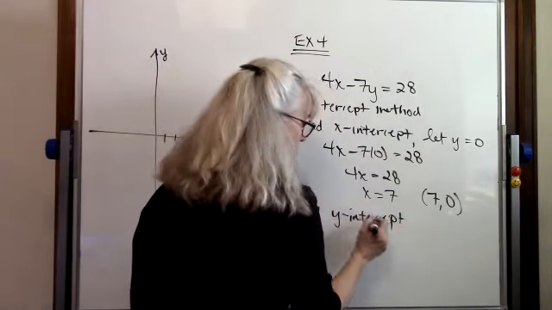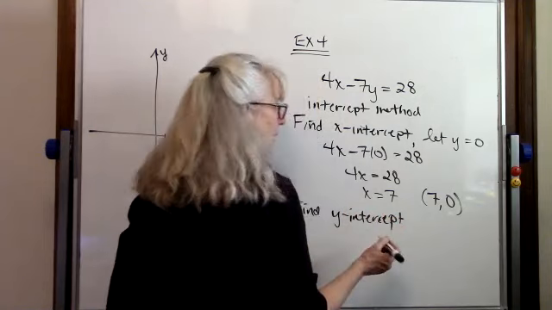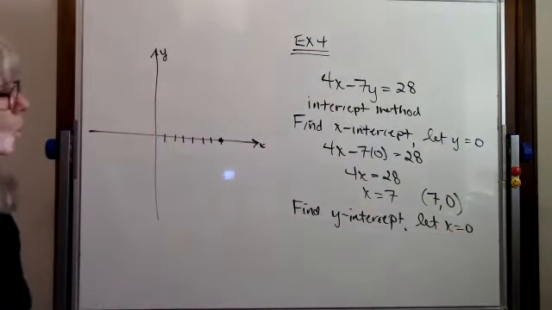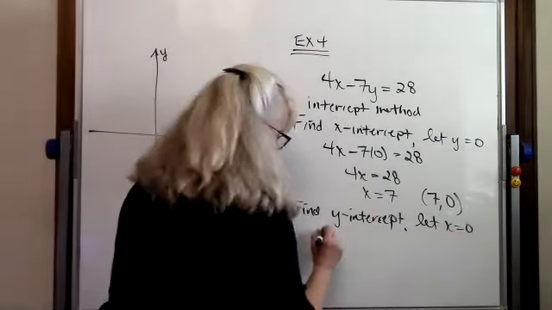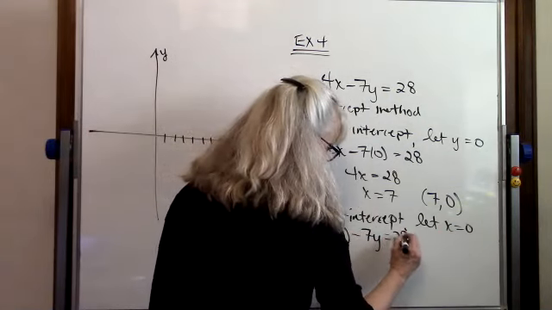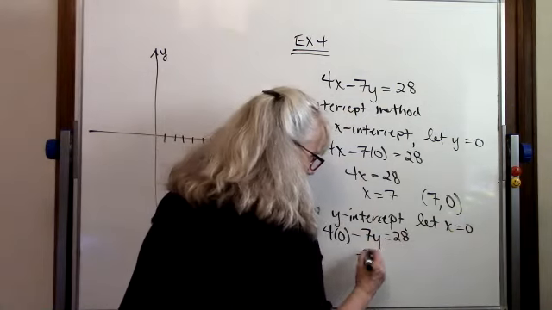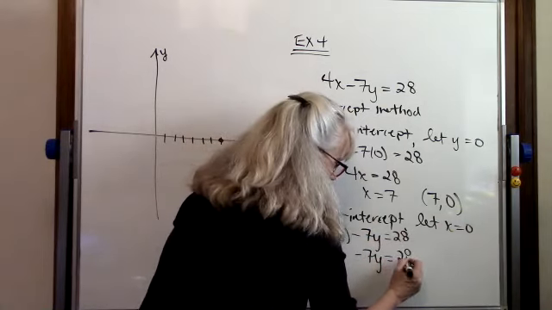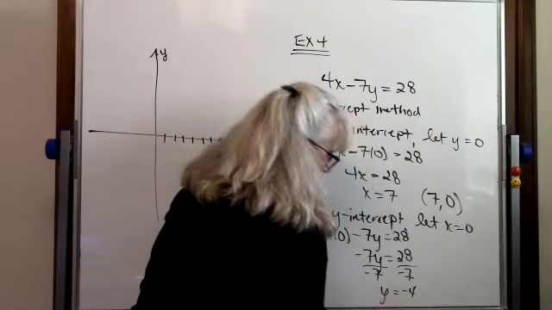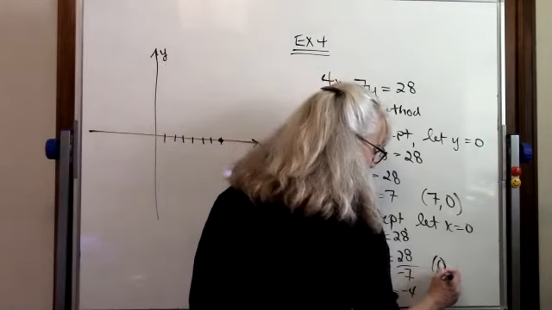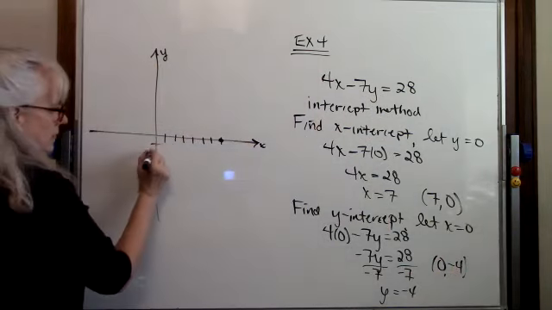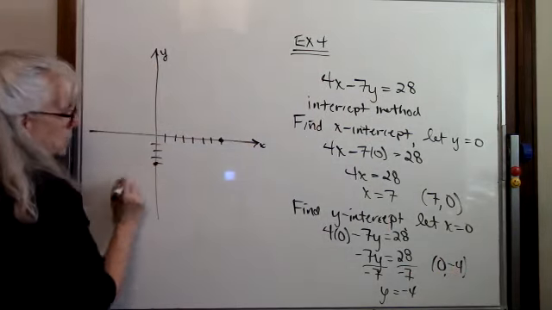To find the y-intercept, we're going to do just the opposite. We're going to let x equal 0, because if I'm on top of the y-axis, then my x-coordinate is 0. So that would give me 4 times 0 minus 7y is equal to 28. Again, that's 0. So negative 7y equals 28, and we'll divide by negative 7. y is equal to negative 4. That gives me the point 0 for x and negative 4 for y. And there's my second point.